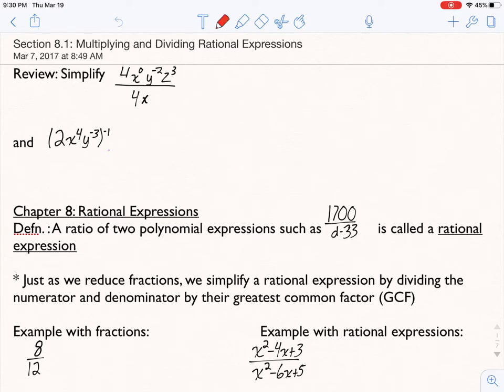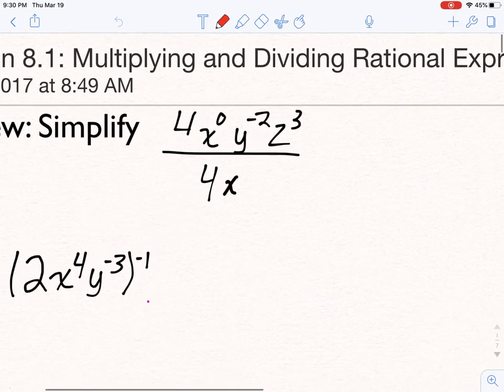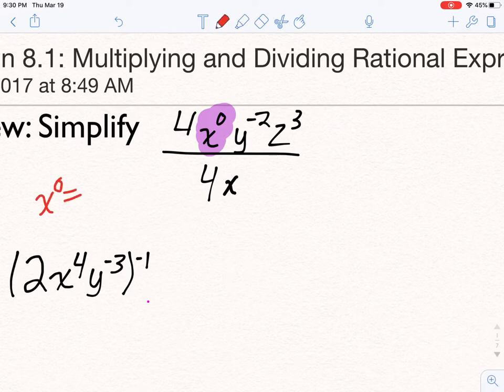And so the first thing we're going to do is kind of a review. We're going to find 4x to the 0, y to the negative second, z to the third, and 4x. And we're going to try to simplify it. And so the first thing I want to talk about is this x to the 0. Any variable or any number to the 0 power just simply equals the number 1. Not the exponent 1, the number 1.